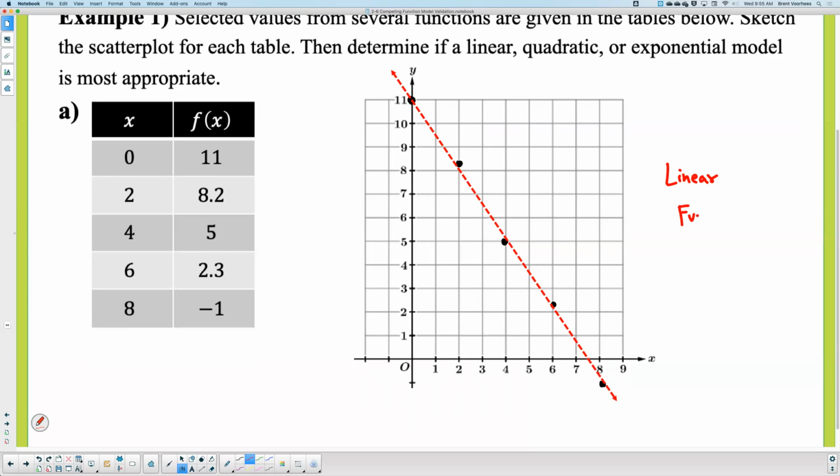Now, for right now, we're not going to actually find the linear function. We're just going to assume the equation would be something like that. We're not going to find the model.